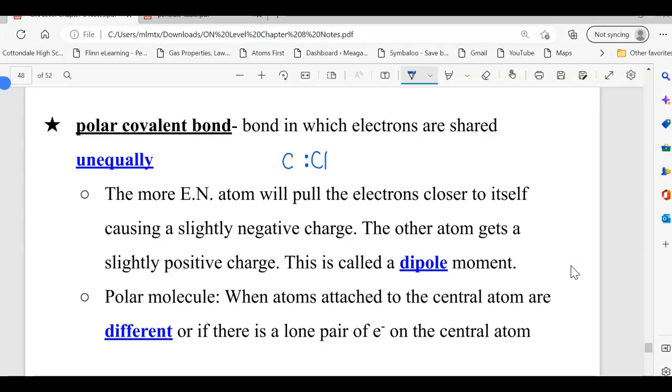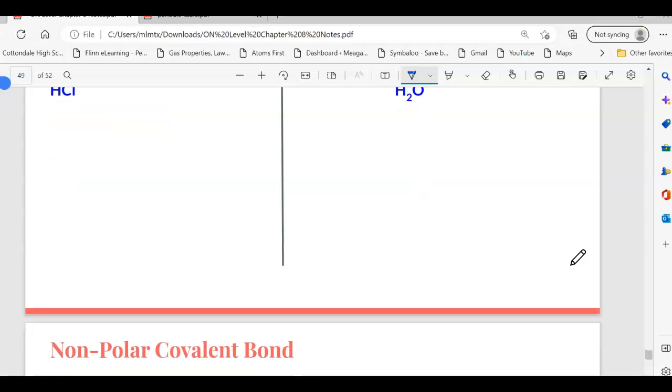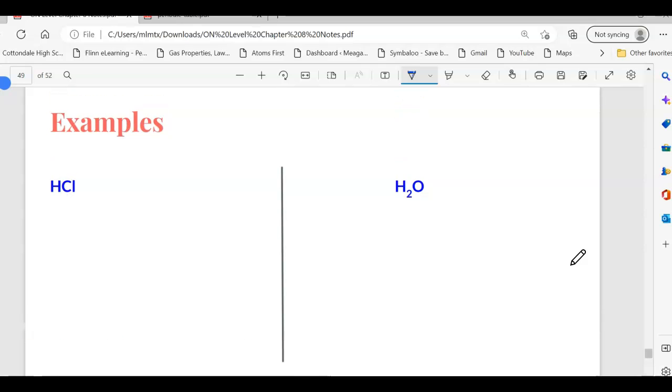We can also have something called a polar molecule. A polar molecule is when you have things that are attached to the central atom that are different, or you have a lone pair. So we're going to look at the difference between a polar covalent bond and a polar covalent molecule. Here are two examples that we're going to look at: HCl, and then H2O.